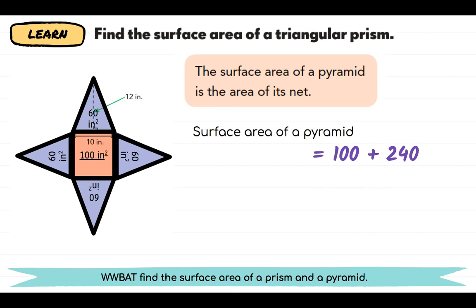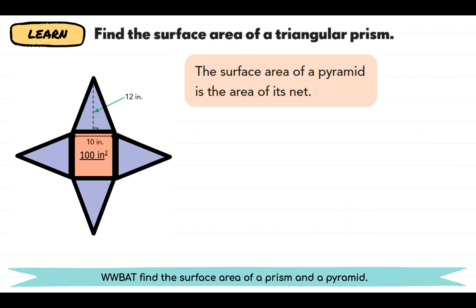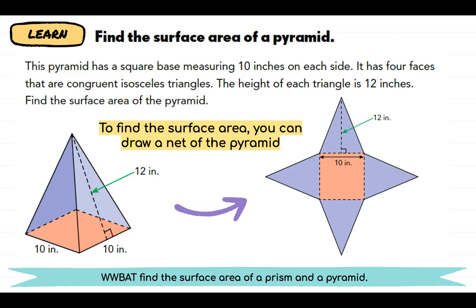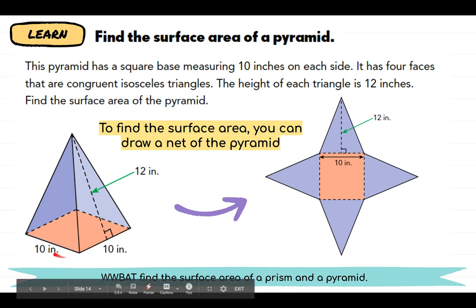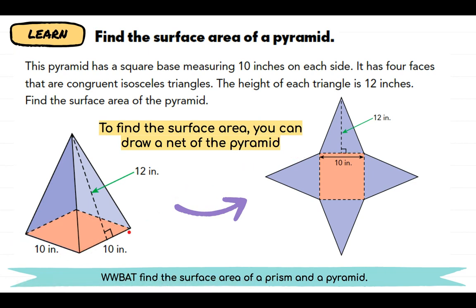Just to quickly recap what we just learned, we found the surface area of a pyramid by drawing a net of the pyramid and found out that we have the base of the pyramid, which is a square in this case. But remember that we also have a triangular pyramid, which you will see in the next example. But because this one, the base is a square, we have 4 triangular sides that are 12 inches high.